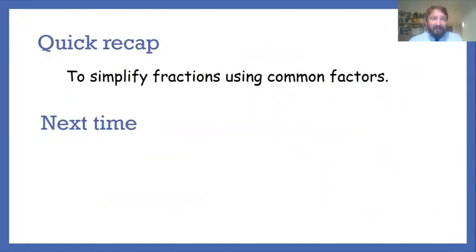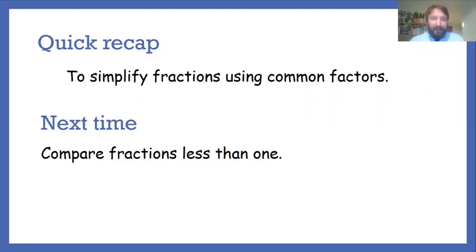Fantastic. Let's have a quick recap. Today we simplified fractions using common factors, the highest common factor in fact. We did our factor explosions, so we took our fractions and exploded them to look at the common factors, and then we were able to divide the fraction to find the simplest fraction. Next time we shall be looking at comparing fractions less than 1.